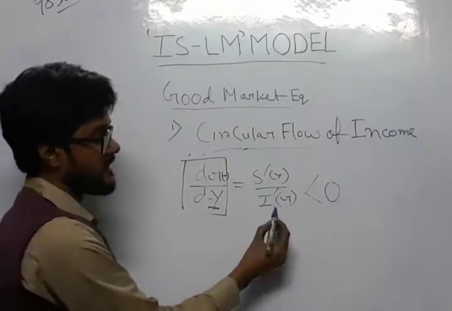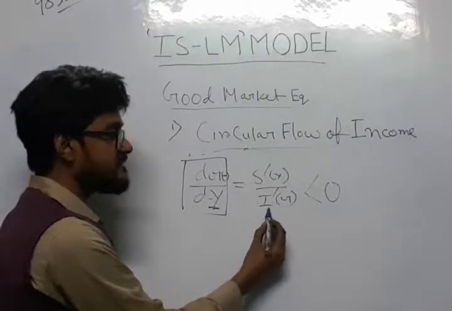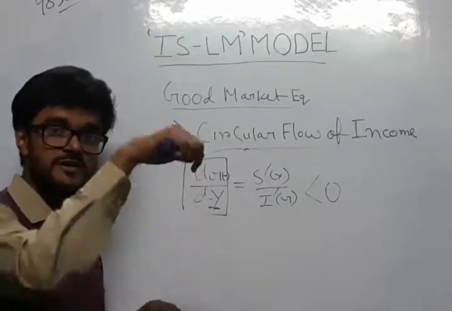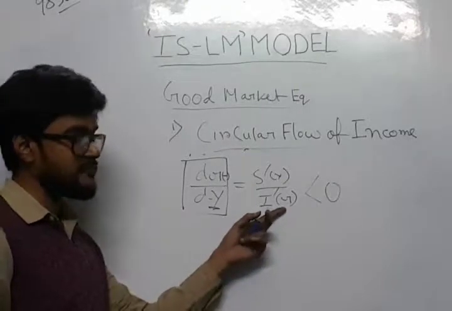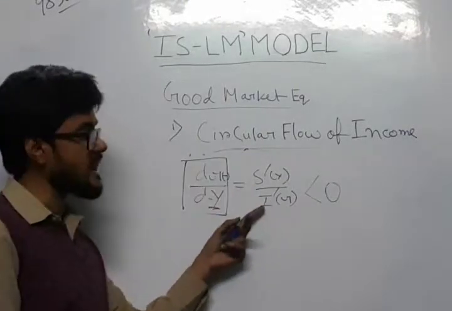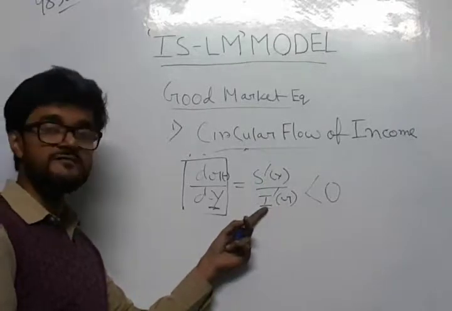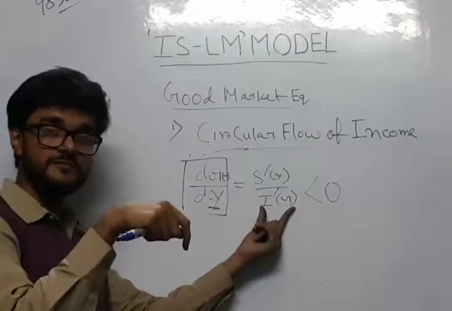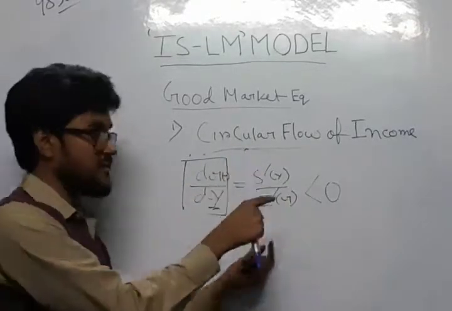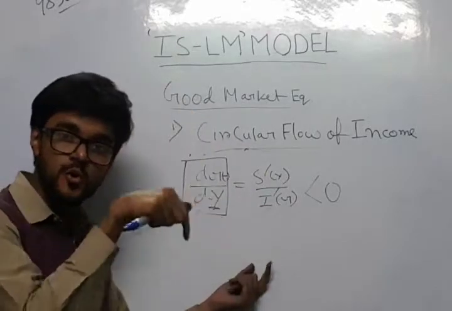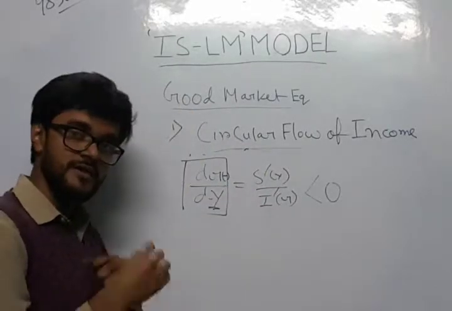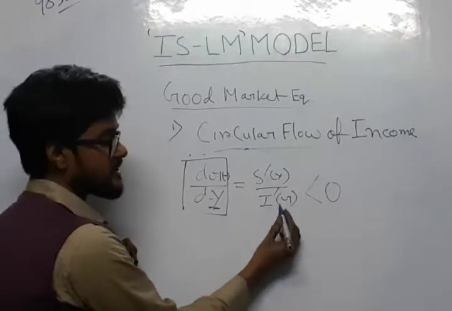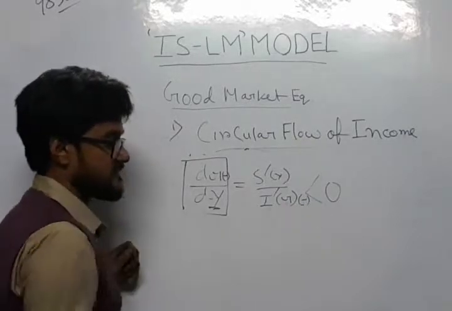How? See, the relationship between R and investment is negative. We have already seen it in the circular flow of income. When interest rate goes up, the investment falls. So I dash R, the change in investment due to change in rate of interest, is always negative, because when interest rate goes up, investment is expected to go down, as investors have to pay more money for their borrowing. So this denominator is negative.